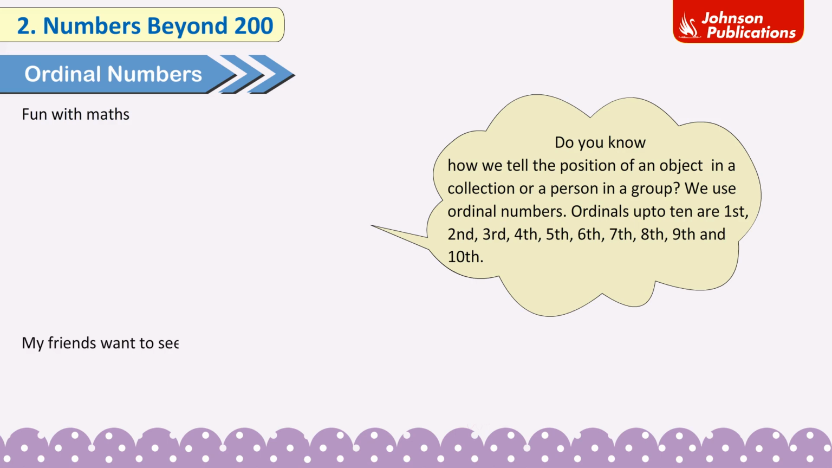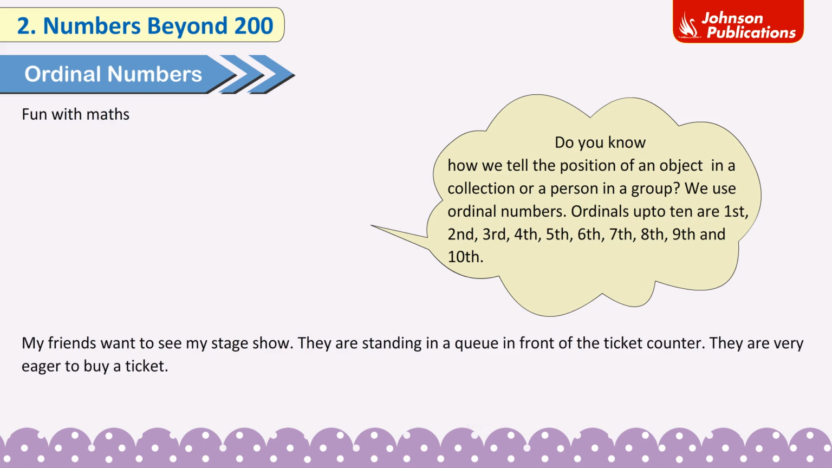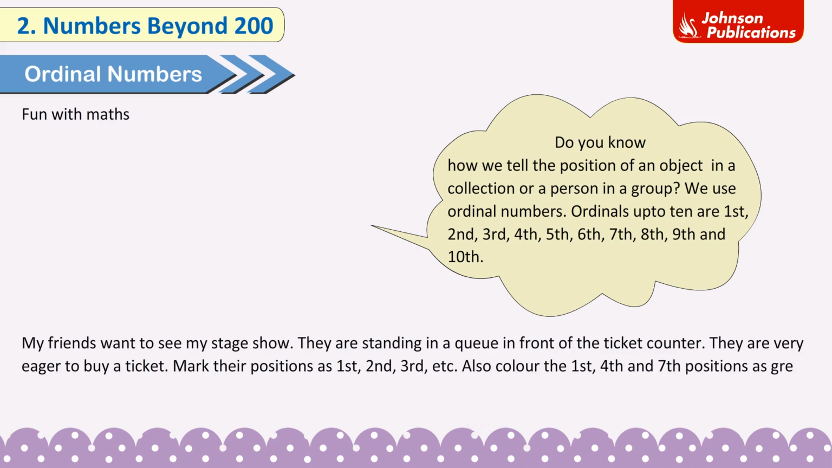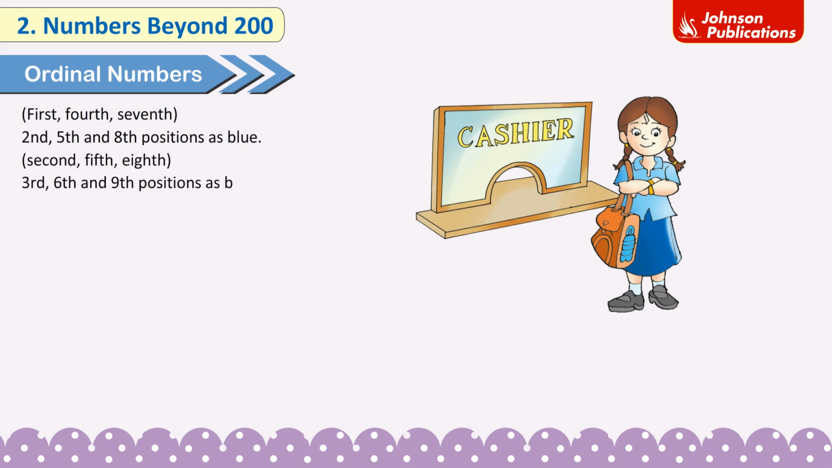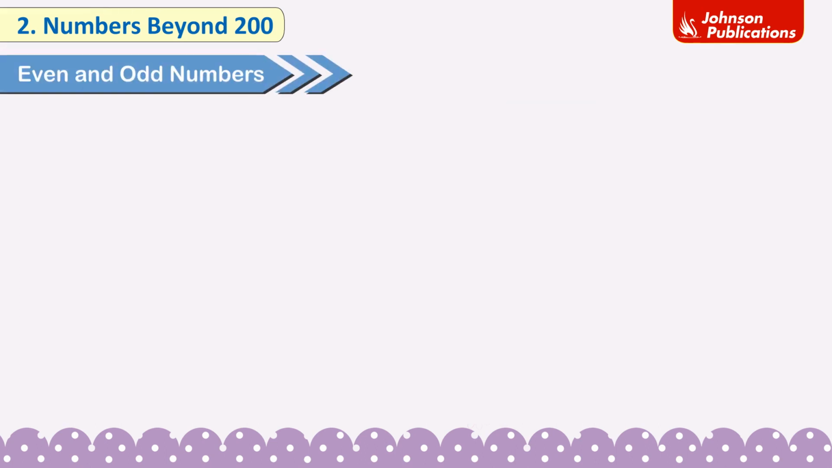My friends want to see my stage show. They are standing in a queue in front of the ticket counter. They are very eager to buy a ticket. Mark their positions as first, second, third, etc. Also color the first, fourth and seventh positions as grey. Second, fifth and eighth positions as blue. Third, sixth and ninth positions as black.